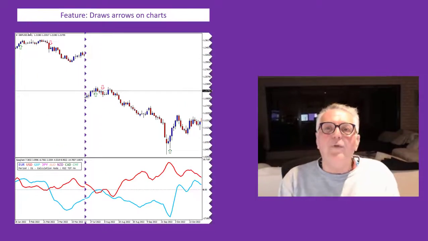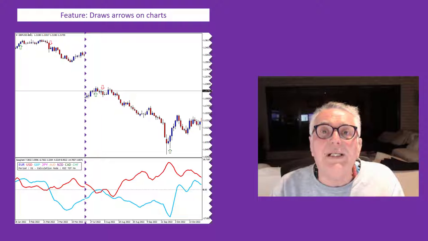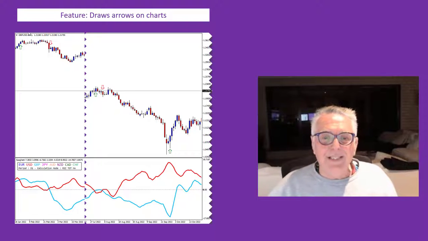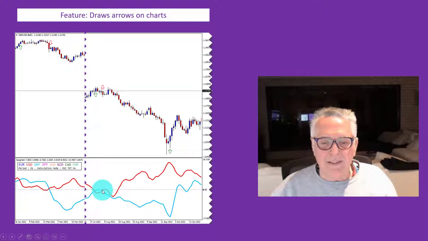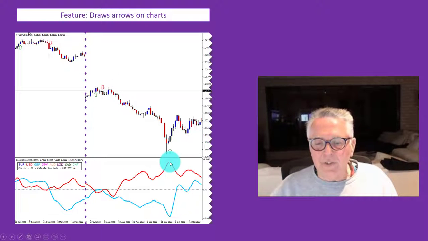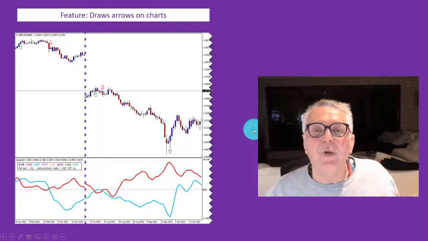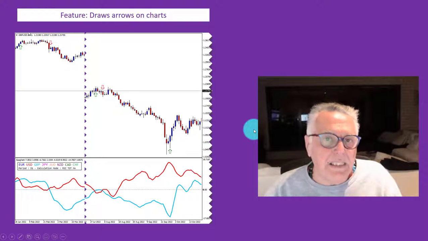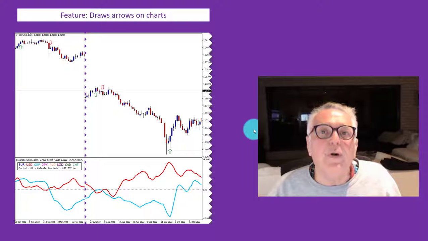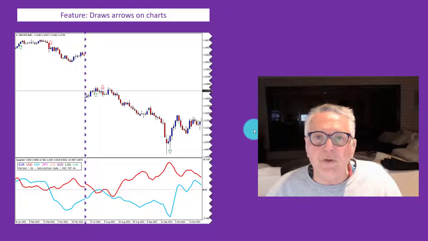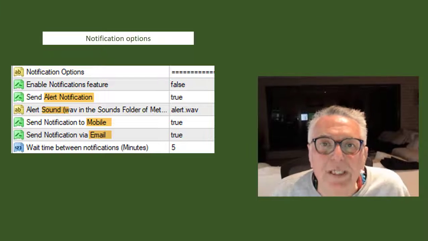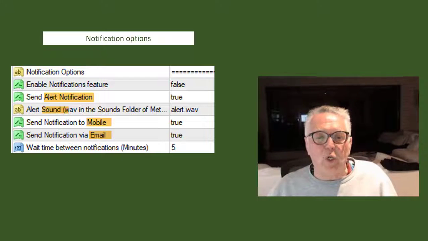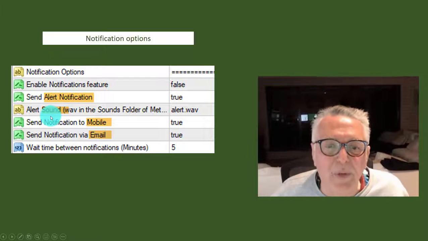Then there's a few other little features, like it will give you arrows. So it does draw arrows, like there we go, and there's an arrow which says sell now, mate, because you can see there's the sell signal, and there's the extreme reading, and there's the arrow. So really it makes it a lot easier. You can program it to have arrows to tell you, hey mate, this is when you should be trading. Now, furthermore, this has got notifications. You can have alert notifications. You can have sound notifications.